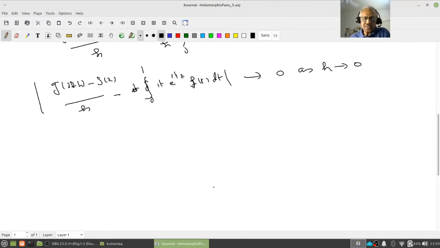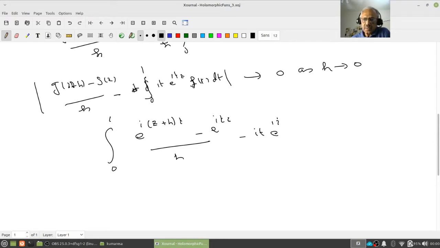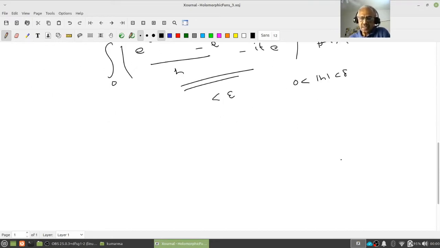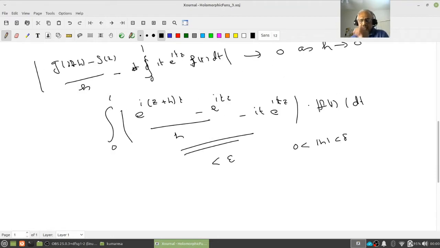And what is the mistake? After all those things, we had something like the integral of |(e^(it(z+h)) - e^(itz))/h - it e^(itz)| times |f(t)| dt. Then we wanted to show this is less than epsilon, so that for 0 < |h| < delta, and so on. It looks all right, but where is the mistake?